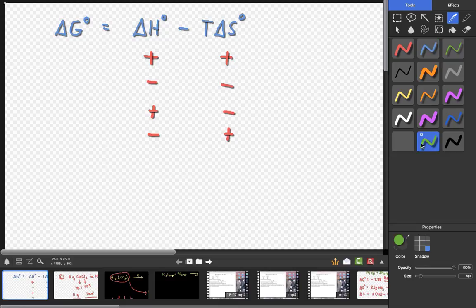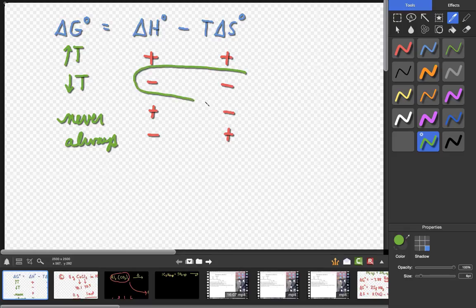So delta G can be negative, but I need very high temperatures. For the second criteria, delta G can be negative, but I need very low temperatures. The third set of conditions, this will never be negative. And for the fourth criteria, it will always be negative. Now it's asking us about delta S when delta H is negative. Delta H is negative in conditions number 2 and in conditions number 4.